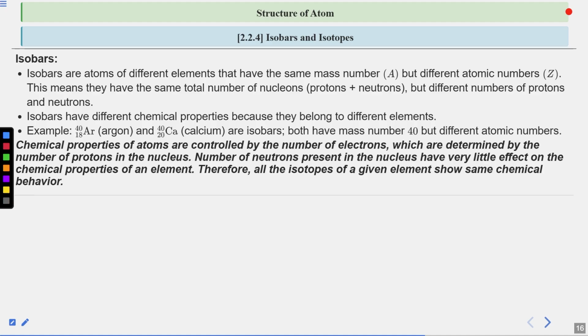So the important point that we should conclude from these two slides is that the chemical properties of atoms are determined by the number of electrons. Therefore, the number of neutrons has a very small impact on their chemical reactivity, and hence isotopes have similar chemical properties or similar chemical behavior.